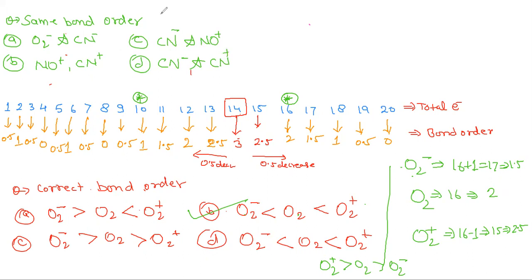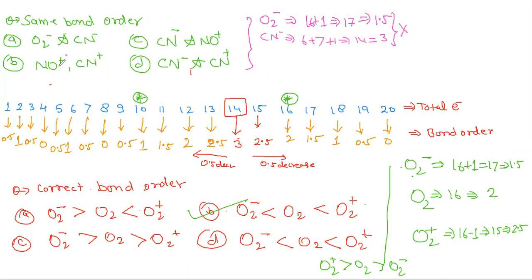How will you do this one question? You write simply whatever elements are given here. First one is O2 negative. O2 negative means it was just 16 total, minus 1 means plus 1, that equal to 17 electron, and 17 electron means 1.5 bond order. Second one is CN negative. CN negative, C means 6, N means 7, and negative means plus 1, so total is equal to 14. This is bond order 3. So this is not a correct answer. This is wrong.